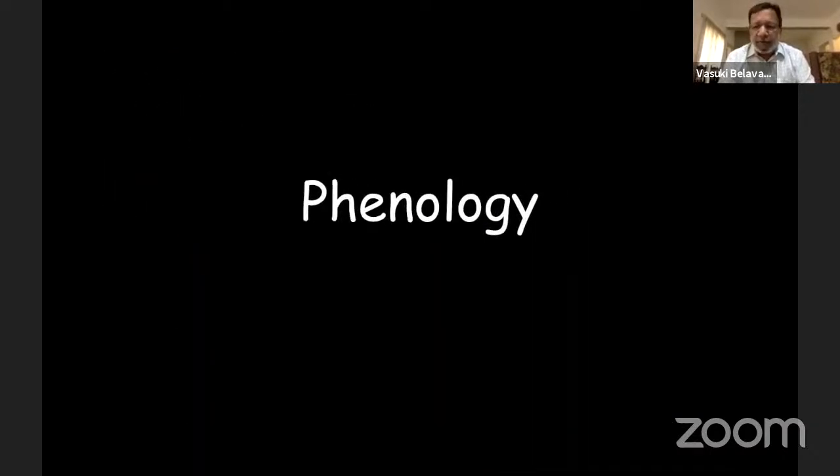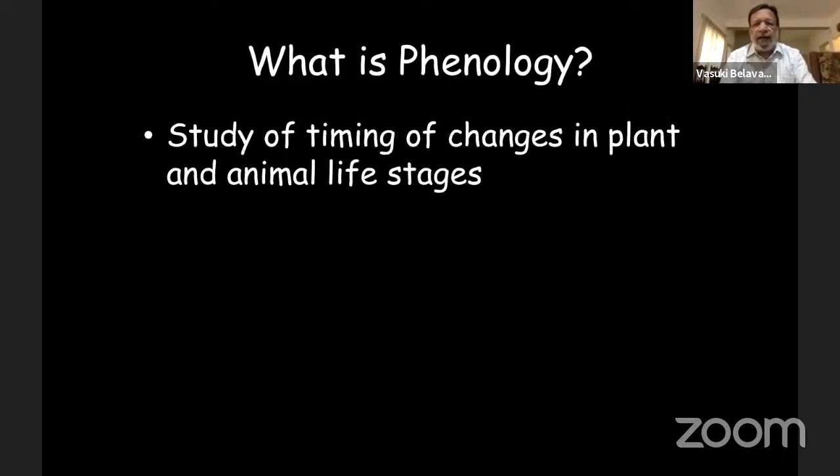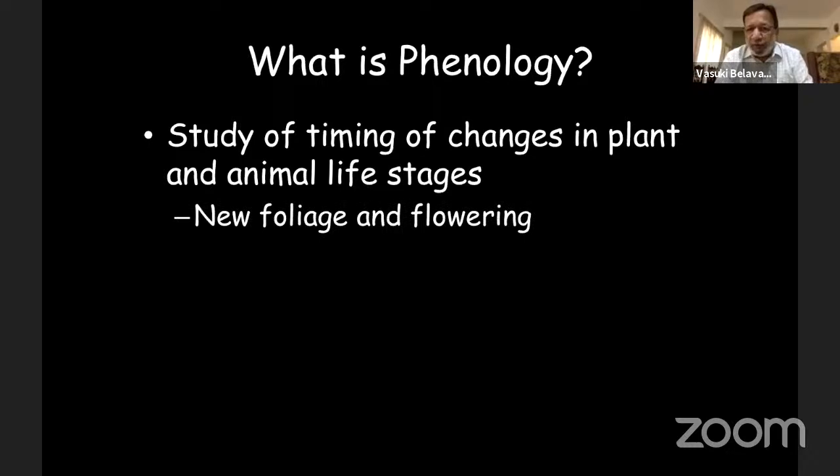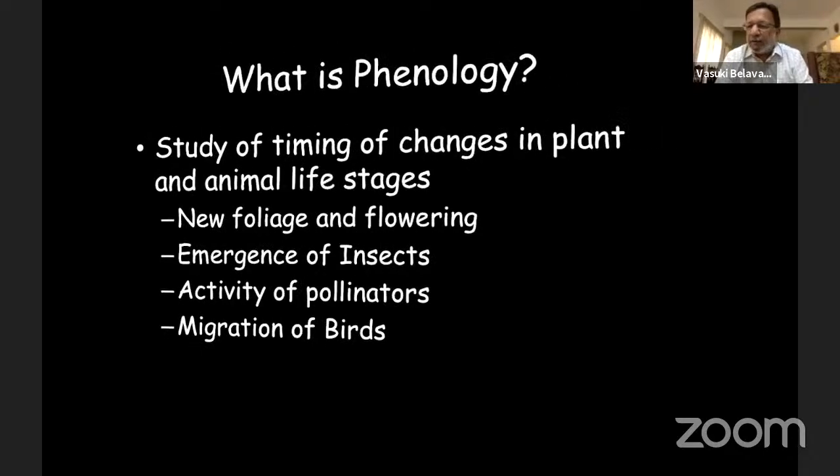Now, coming to phenology, why phenology is important. Phenology is the timing of changes in plant and animal life stages. That means as far as a plant is concerned, when a plant enters into the reproductive phase, when it starts flowering, this is very important from the point of view of success of pollination if it is dependent on a pollinator. So the new foliage and flowering is a phenological stage. Emergence of insects, with reference to insects, activity of pollinators. That means when the flowers are available, the pollinators should be active. So there should be some kind of relationship between these two. And then, of course, migration of birds. All these are considered as phenological events.